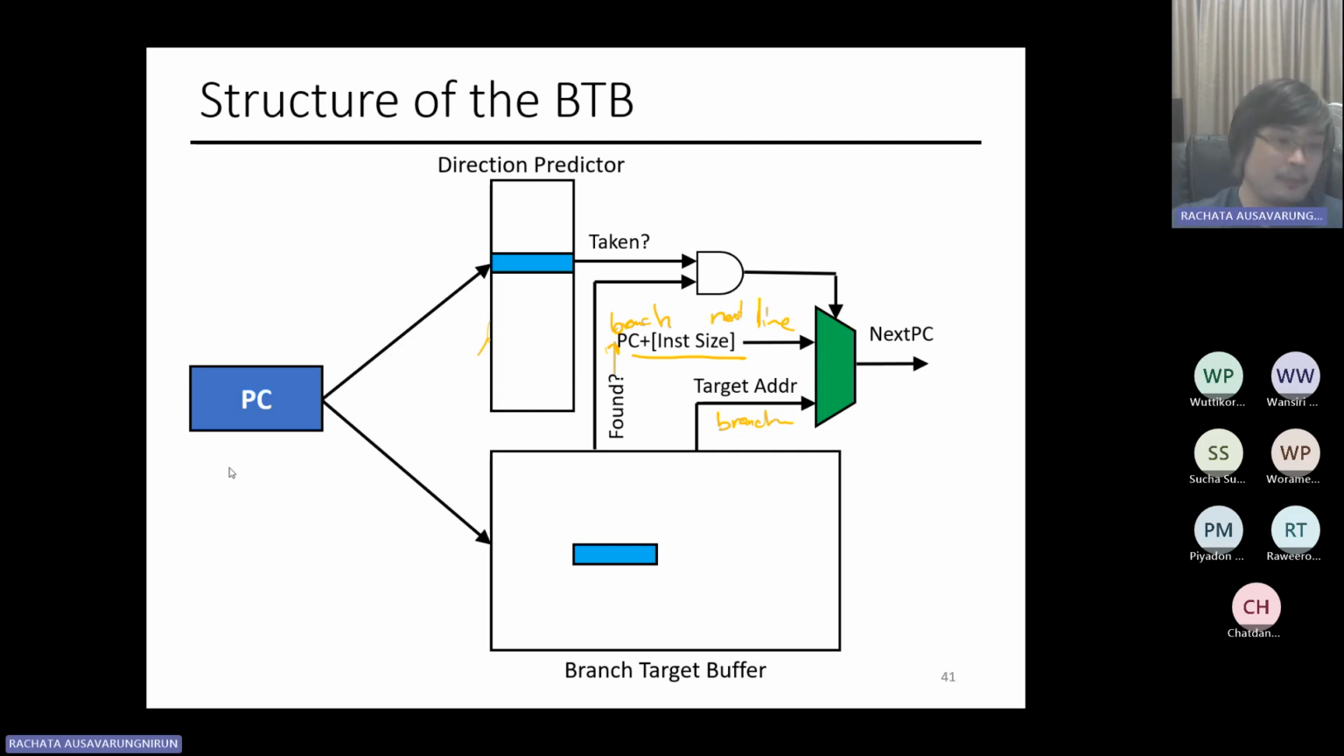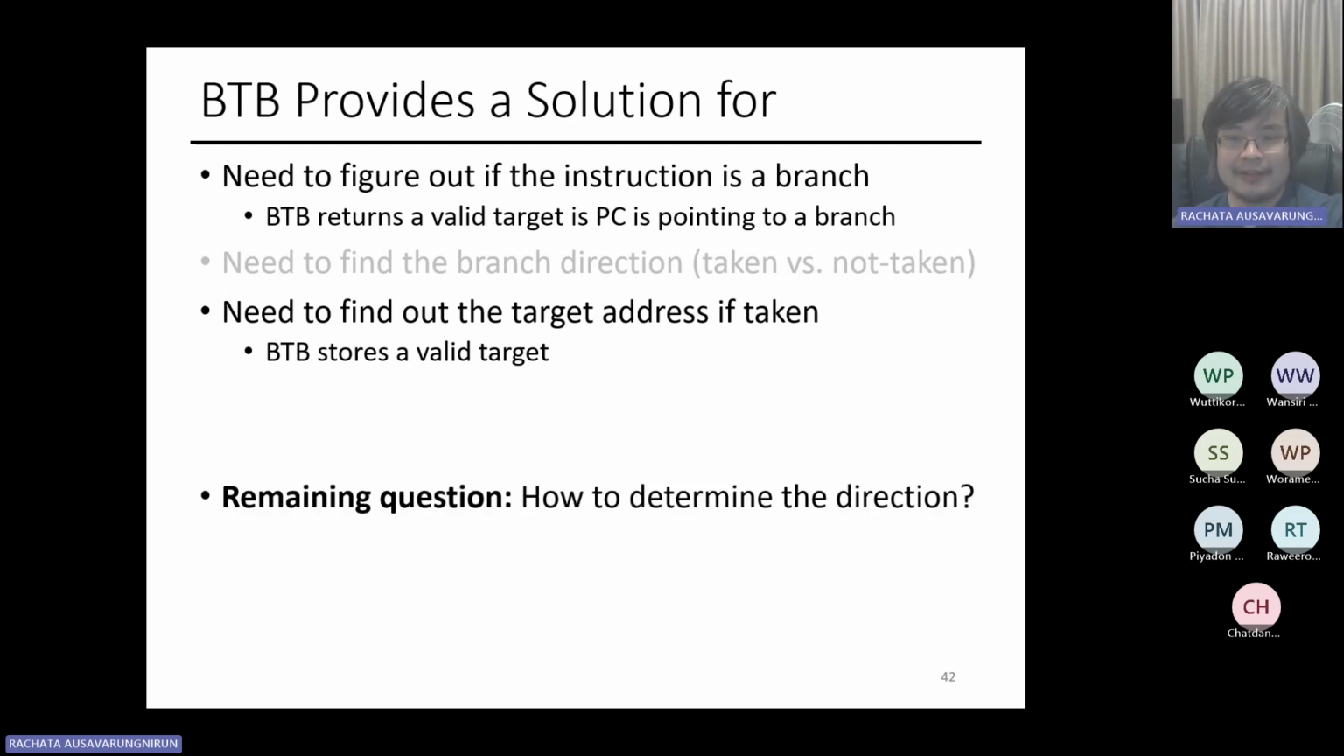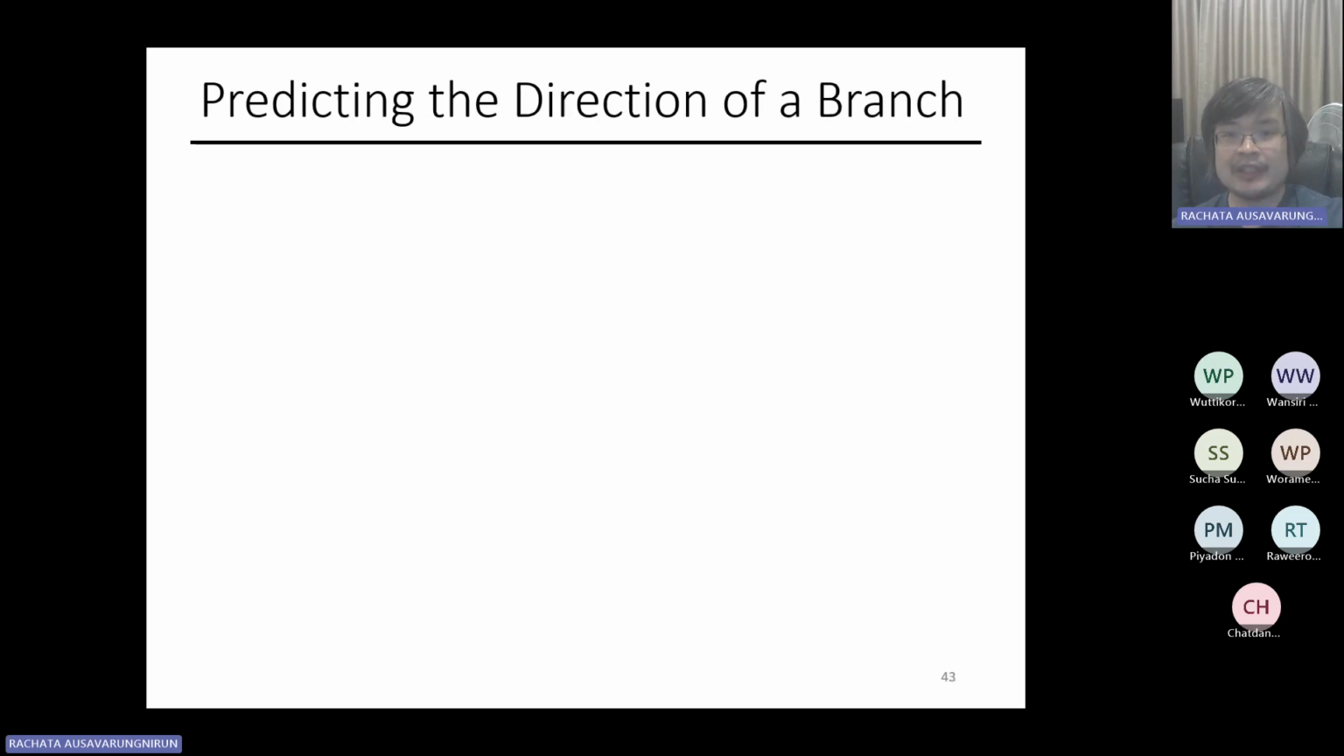All right, so now we are done with these two things. I can now figure out if the instruction is a branch, and if it's a branch, what the target is, using the branch target buffer. The only remaining question is, let's say it's a branch, do I take the branch or not take the branch? How do I determine the direction of the branch?